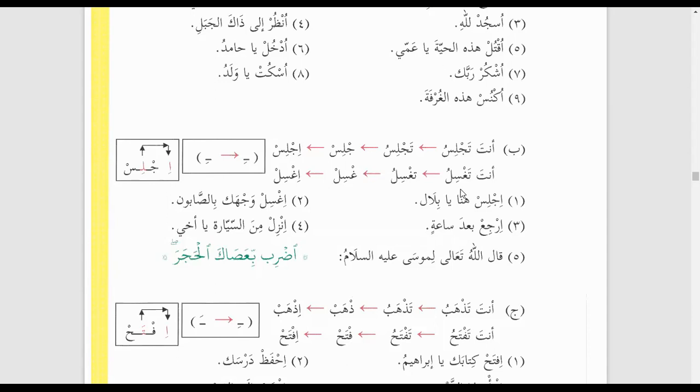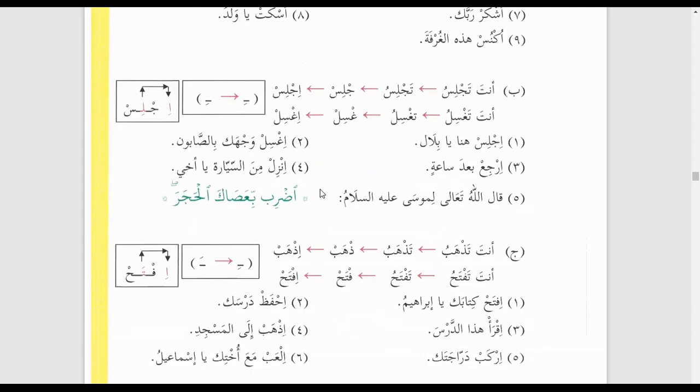And similarly, we have taghsilu, you wash, anta taghsilu, and then we have sakin, it's not readable. So we have to add hamzatul wasl with kasra: ighsil. All right, so now we have examples. For example, ijlis huna ya Bilalu, sit here, O Bilal. Ighsil wajhaka bis-sabun, wash your face with the soap. Ighsil, it was taghsil, and from taghsil it has become ighsil.